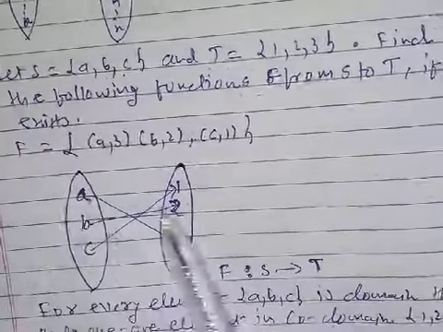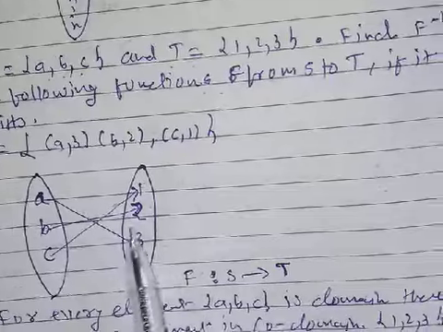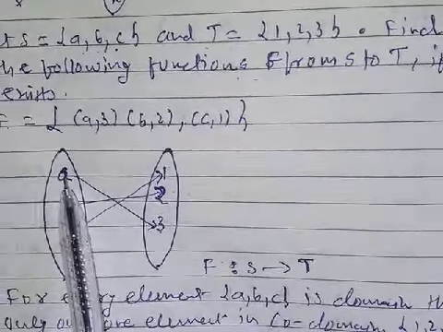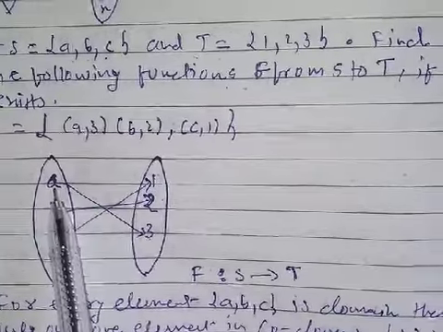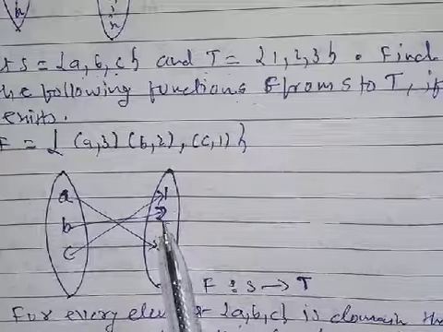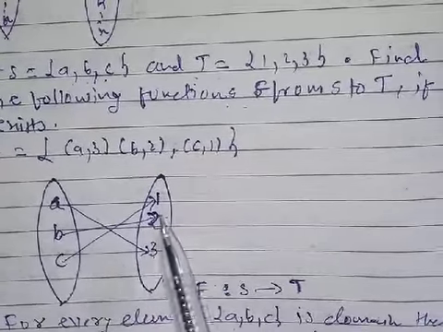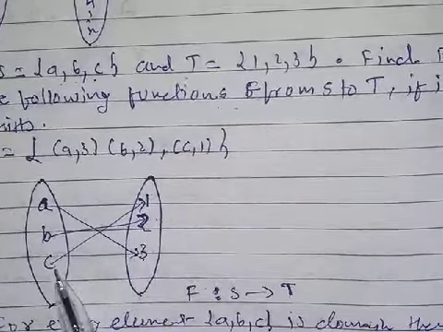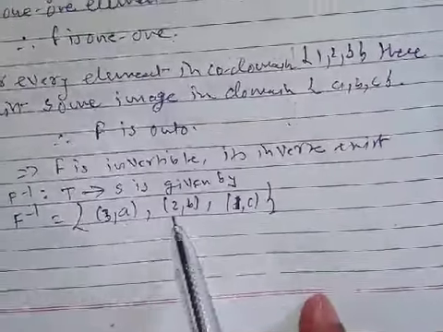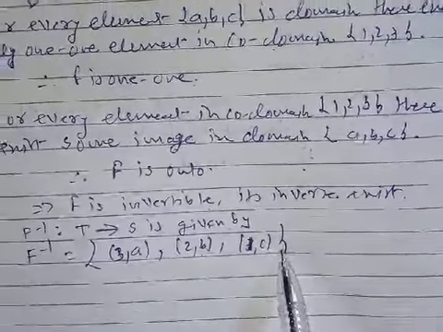So what is the correspondence? 3 corresponds to A, so the first pair of the inverse function is (3, A). Second, 2 corresponds to B, so (2, B). Third, 1 corresponds to C, so (1, C). So F inverse is {(3, A), (2, B), (1, C)}. Isn't it? Now let's see.